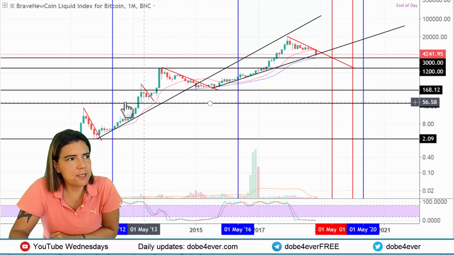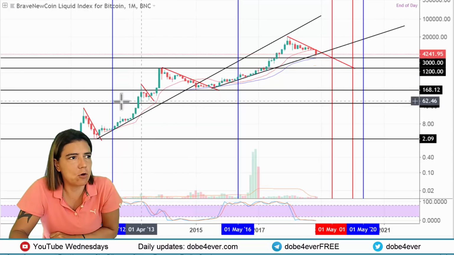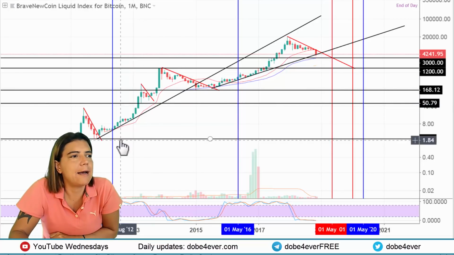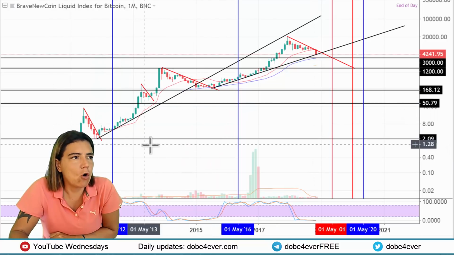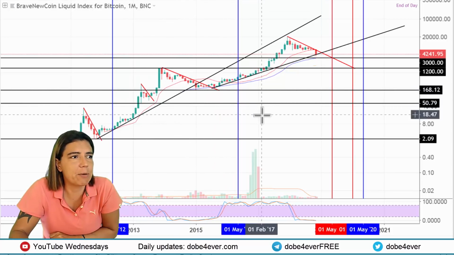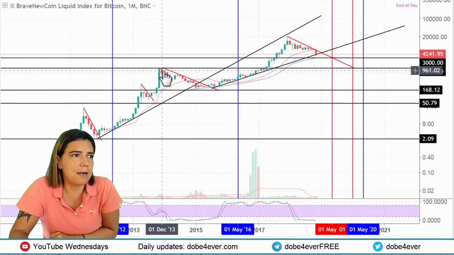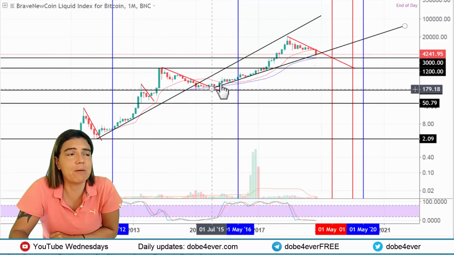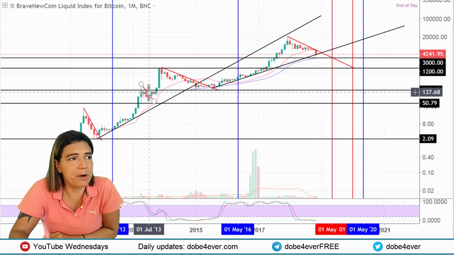Now, the horizontal black lines, the support and resistance lines, I put them at every bottom of every bear market. So here the first one at $2, not very relevant for this, but I wanted to put all the support lines that held the bottom in every bear market. The reason I put them all here is because usually the bottom of every bear market will be the top of the previous bubble.